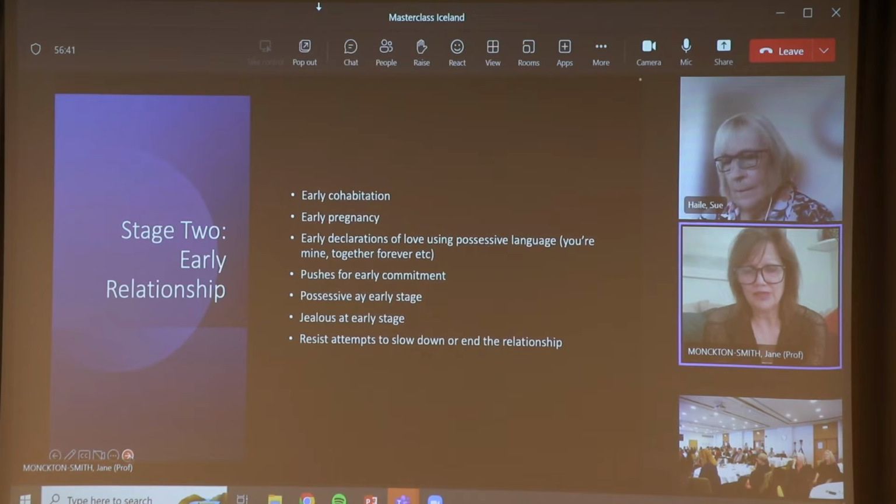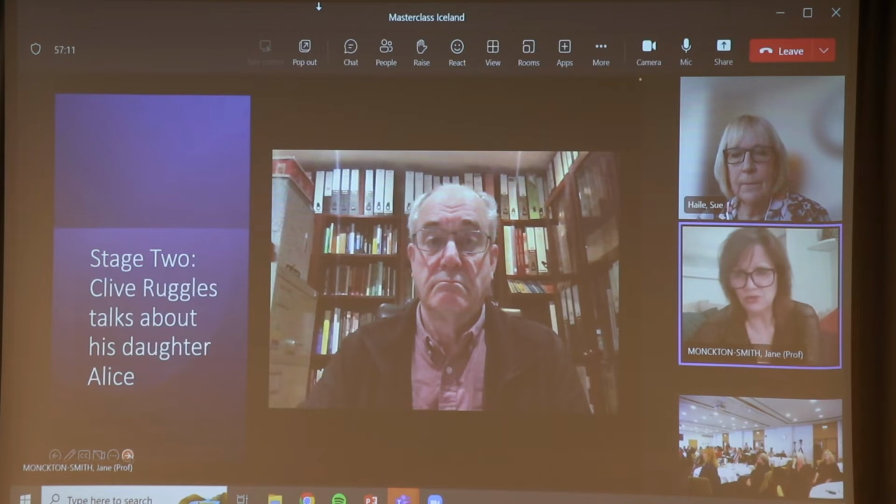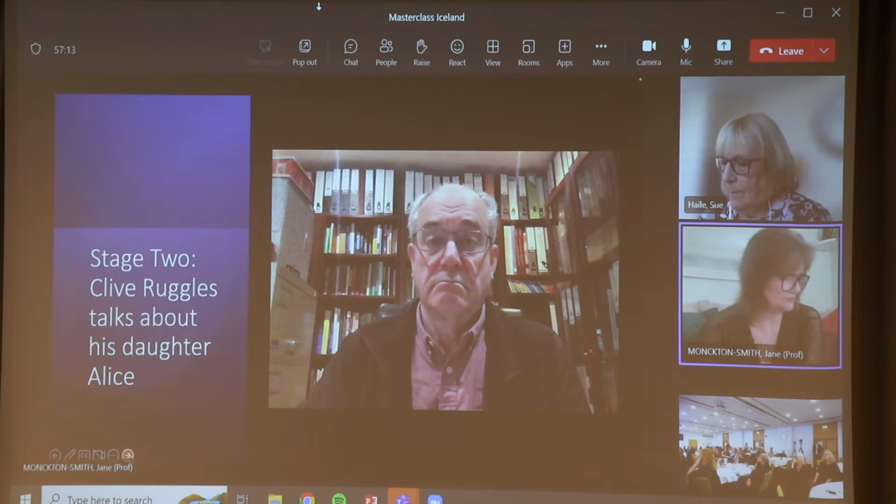They will also resist attempts for things to be taken slower. Sometimes the victim is not interested. Sometimes they are as interested as this controlling person appears to be. But the controlling person will always be kind of intense once they feel that they can jump in and get a commitment. So we'll just listen to Clive talking about stage 2 with his daughter Alice.